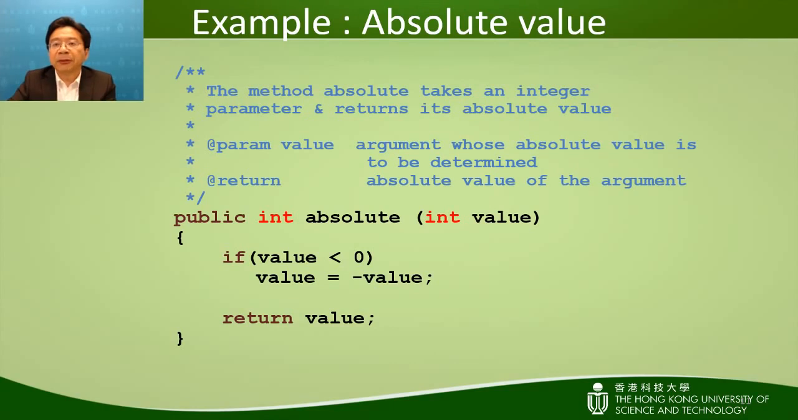The body of the program uses the if statement to check whether the value is less than 0. That means negative. If it is, value would be set to the negative of the original value, which would make it positive. If the condition is false, that is, the original value is 0 or positive, nothing needs to be done. The method will return value as the result at the end.